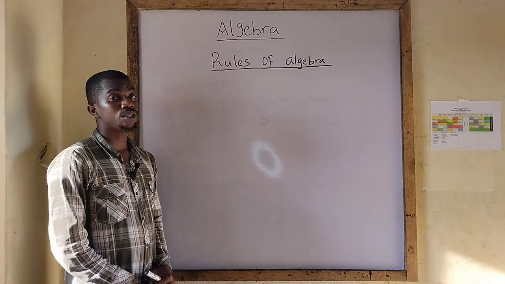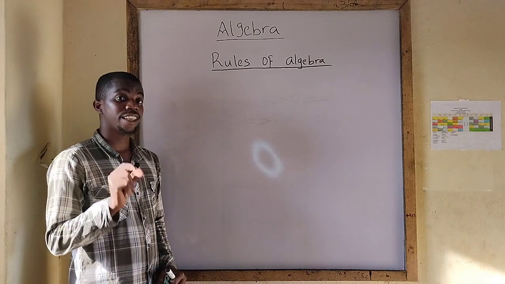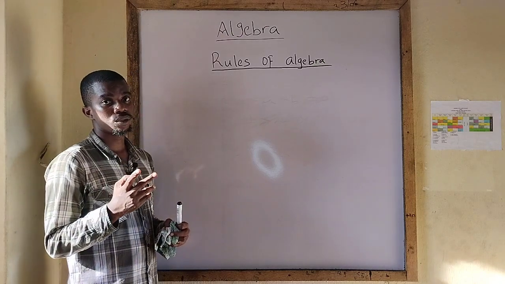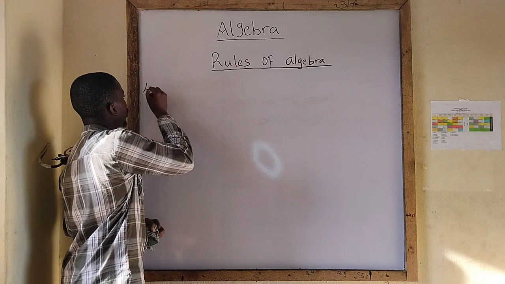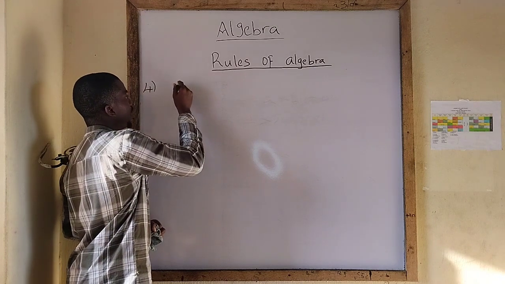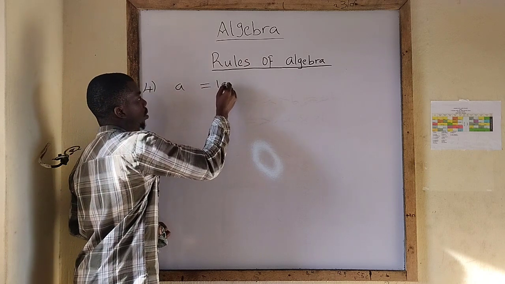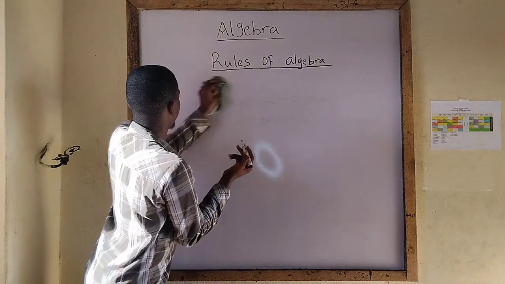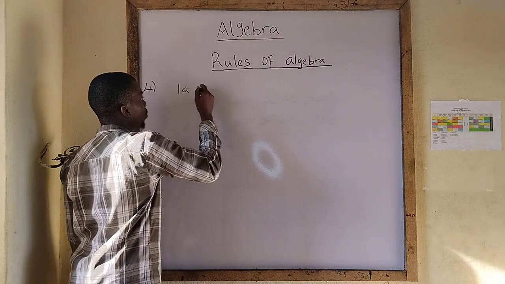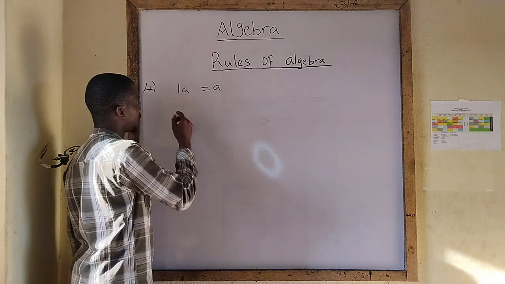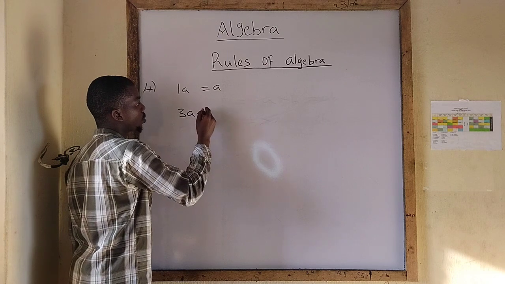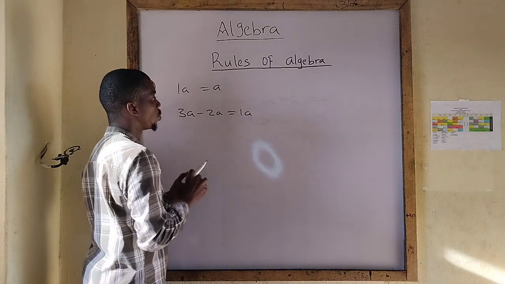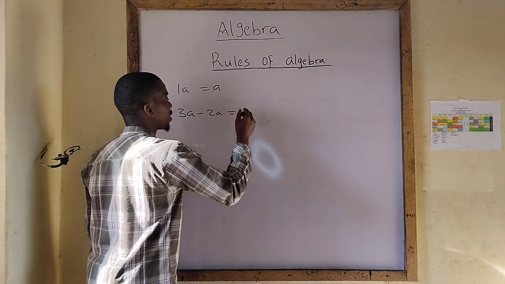Okay, the next thing I want us to consider is when an algebraic term reduces to 1. When an algebraic term reduces to 1, we don't show it. For example, a means 1a, but we don't show that. We simply write a. For instance, if we have 3a minus 2a, this is simply equal to 1a, but we don't show this coefficient of 1, we put it as a.